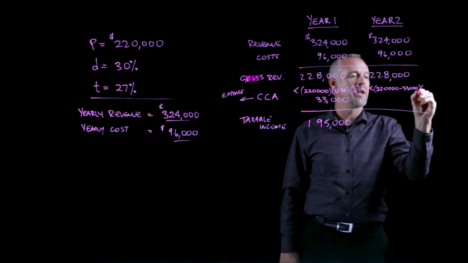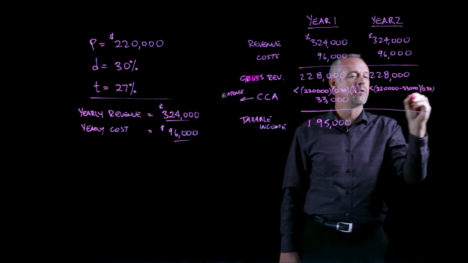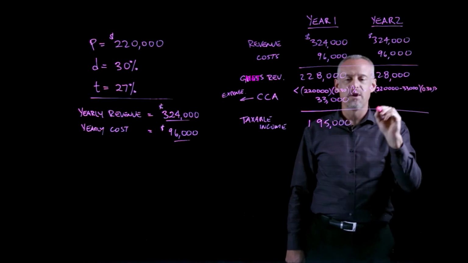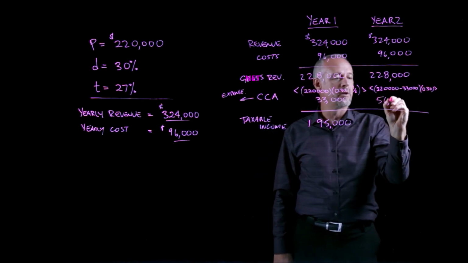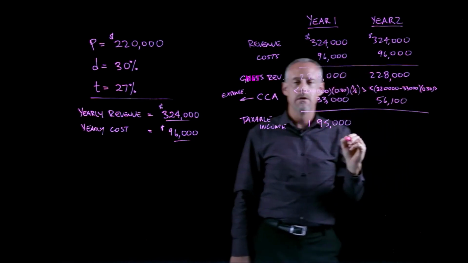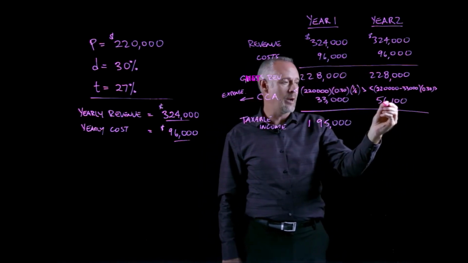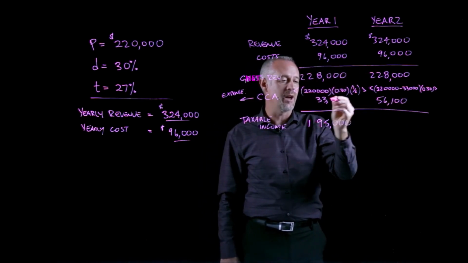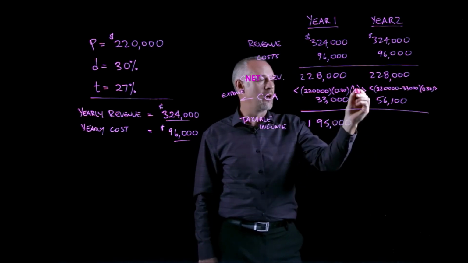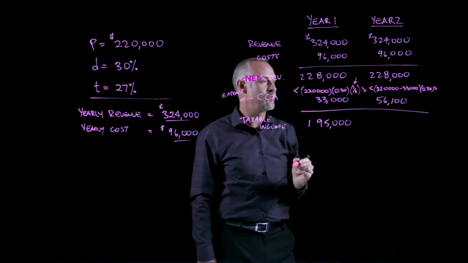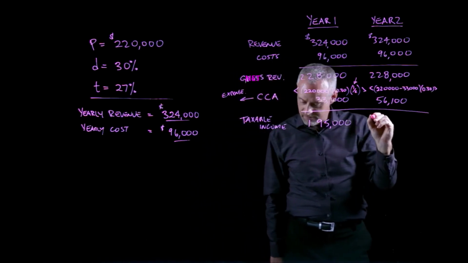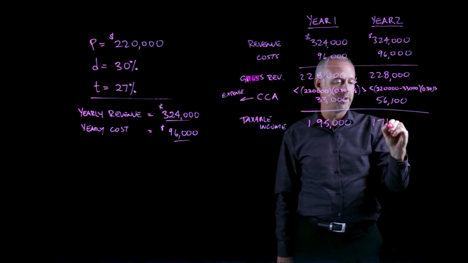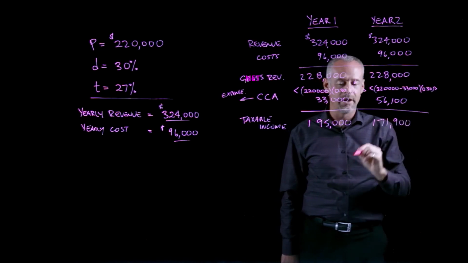We can simply multiply that by the depreciation rate, and we end up with $56,100. So notice that our capital cost allowance in year two is actually higher than it was in year one because of this half-year rule. Now our taxable income at the end of year two is $171,900.